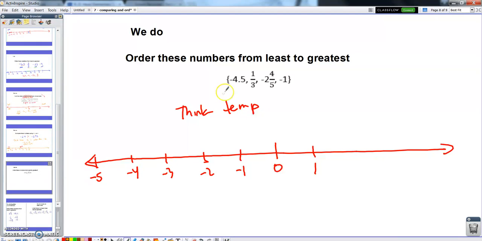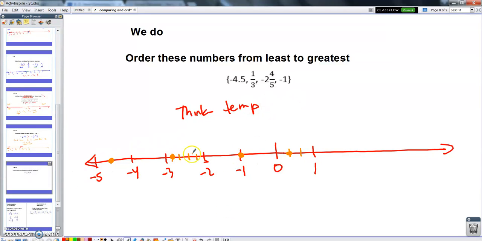All right, so I'm going to have negative 4 and a half, negative 1, negative 2, negative 3, negative 4, negative 4 and a half is there. 1/3 is there. Negative 2 and 4/5. So I'm going to go between negative 2 and 3. I'm going to partition into fifths. And negative 2 and 1/5, 2/5, 3/5, 4/5. And negative 1 is right there.